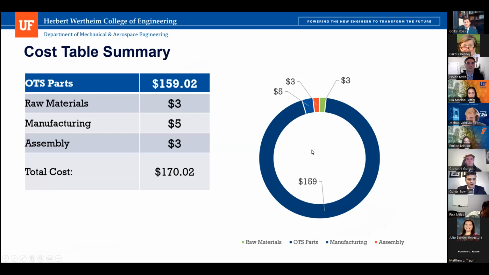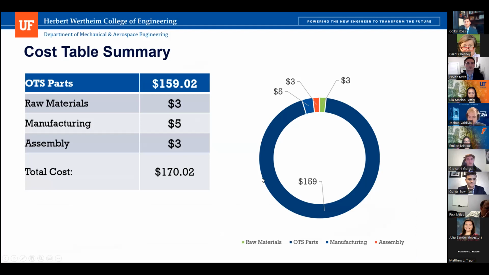Yeah. So overall, our cost is very much OTS limited. Our total cost comes out to $170, which does not meet customer needs. But we believe that this design can be optimized with further negotiation with OTS dealers.